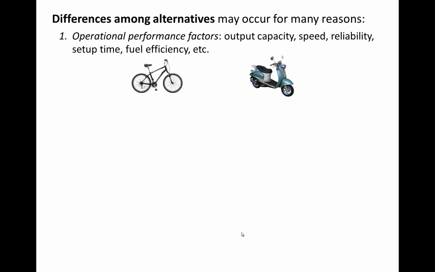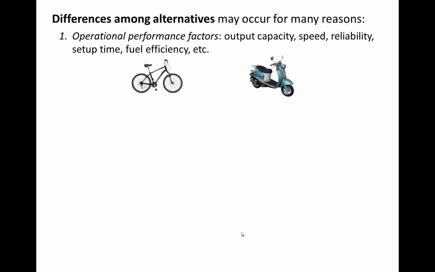This slide is a discussion of some of the differences that can arise when you're comparing alternatives. Think about the difference between a bicycle and a scooter. Each of them is going to have a different capacity for output, and so the number of packages that could be delivered in a day is going to be different between the two.